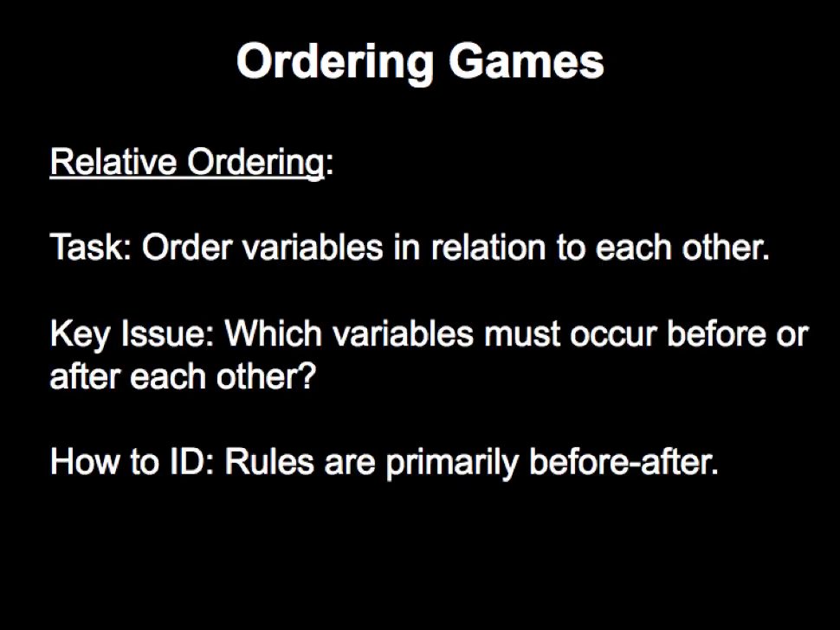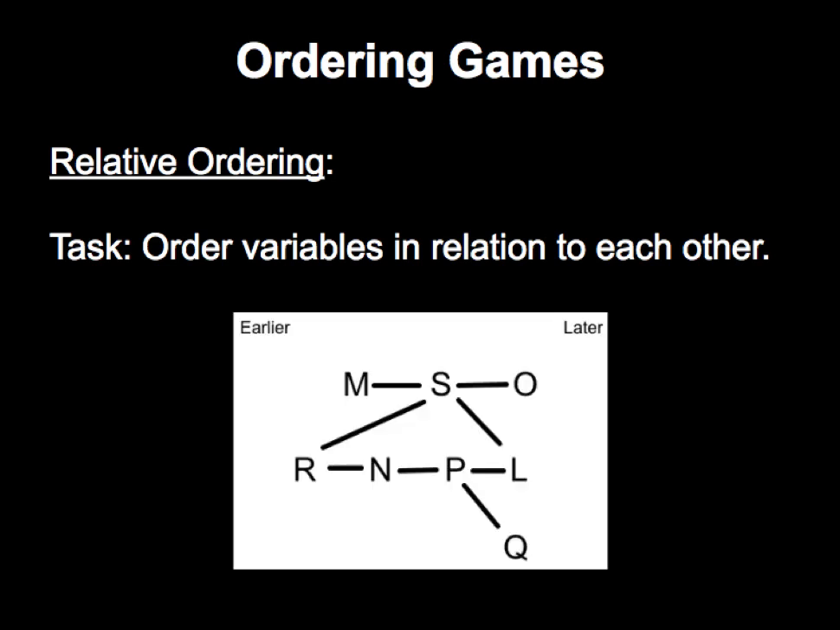There's two types of ordering games. You have relative ordering games, which involve just loosely relating variables to each other. This is often known as relative ordering or relative sequencing or pure sequencing, lots of different names, all the same thing. Here's an example of what a diagram for relative ordering might look like. I have an example of a logic game that I've created that is of this type, linked below this video.